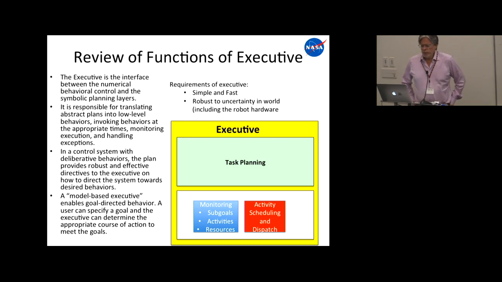Now, requirements of an executive. The executive is the interface between the planning layer and the lower level. It's good for your executive to be rather simple and fast. You don't want to do a lot of computing within the executive. They tend to be sort of lean and mean, and also robust to uncertainty in the world, including the condition of the robot hardware. Okay? So that's just a review of where this dispatching and scheduling fits into the overall framework.